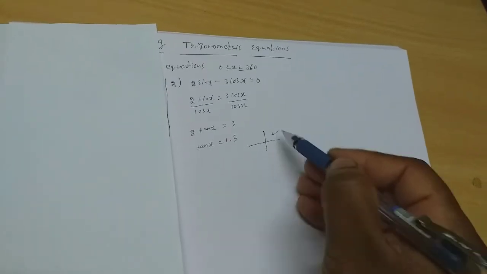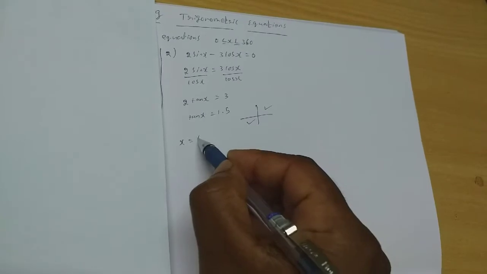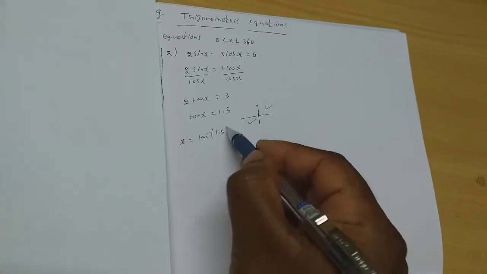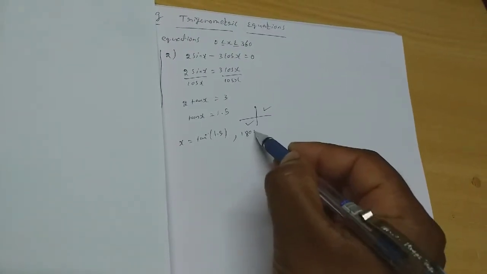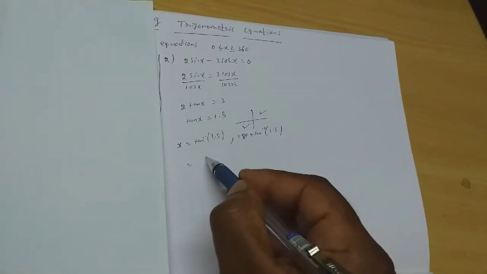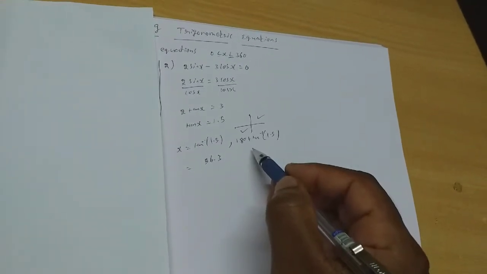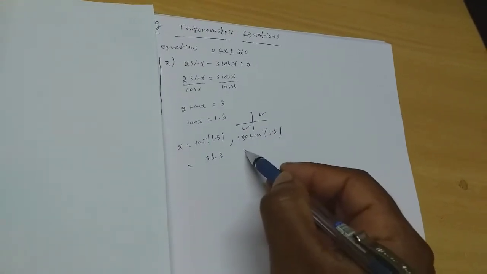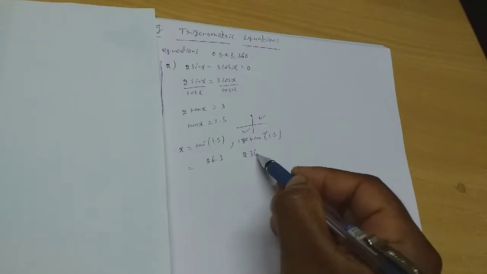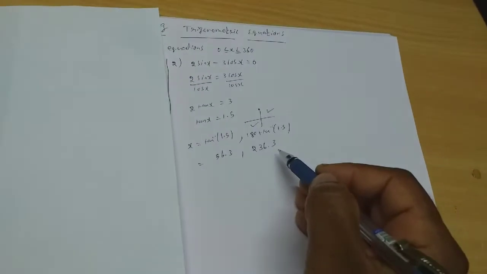Where all is it positive? Again here and here. So again it is same, x equal to tan inverse 1.5 or 180 plus tan inverse 1.5. So tan inverse 1.5 is 56.3 and 180 plus tan inverse 1.5 is 236.3. Are we clear so far?